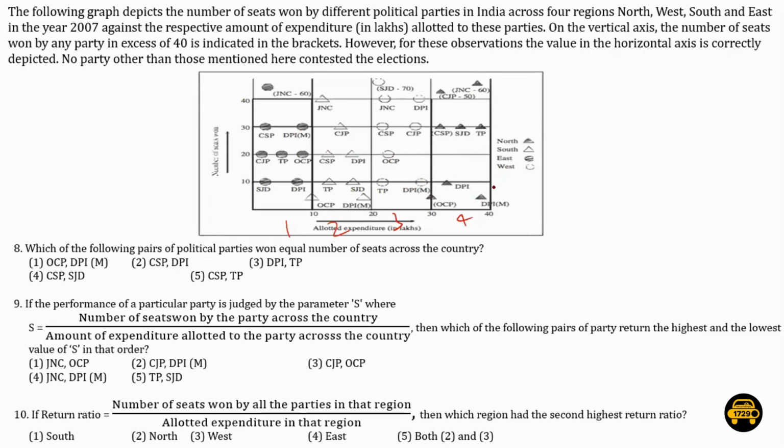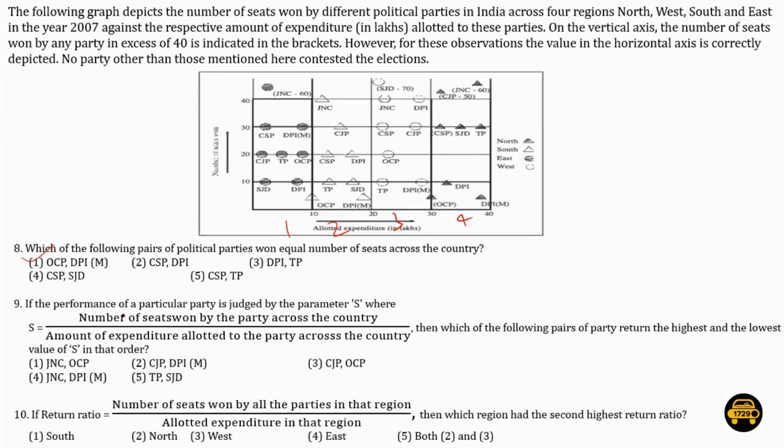So we need not calculate the exact number of seats. We can just find out that since the number of seats across all the regions is equal for OCP and DPIM, we need not even check the other options. The answer to the first question will be this.